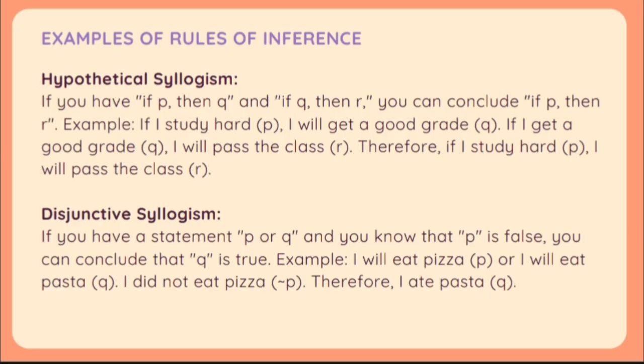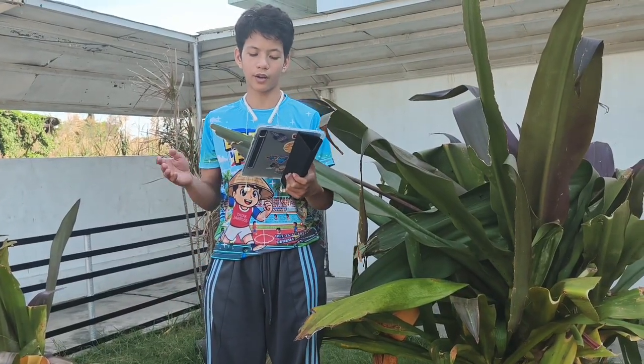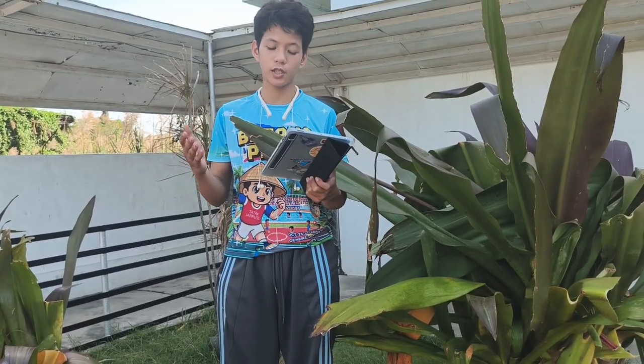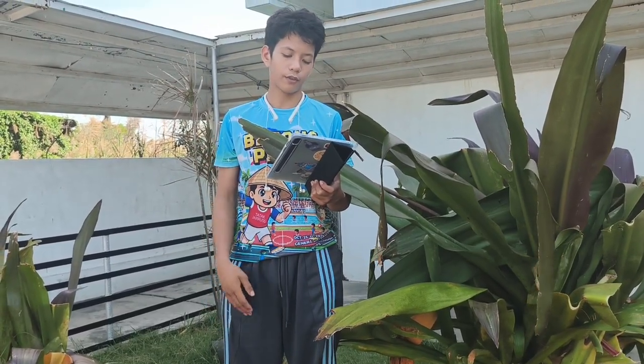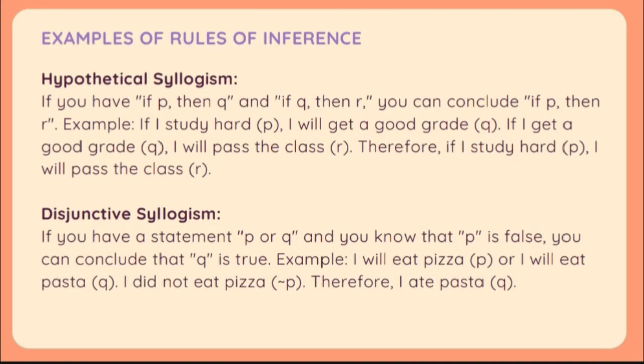Hypothetical syllogism. If you have if P then Q, and you have if Q then R, you can conclude that if P then R. An example of this: when I study hard, which is P, I will get good grades, which is Q. If I have good grades, which is Q, I will pass the class, which is R. Therefore, if I study hard, which is P, I will pass the class, which is R.